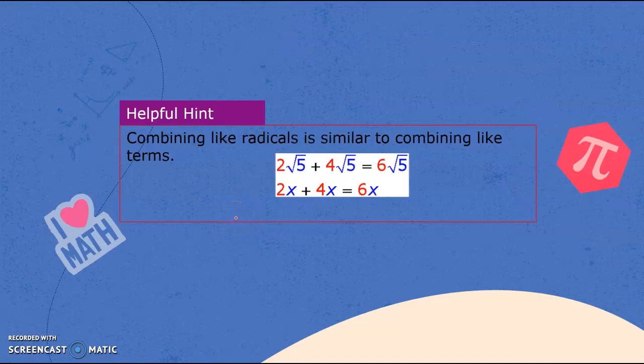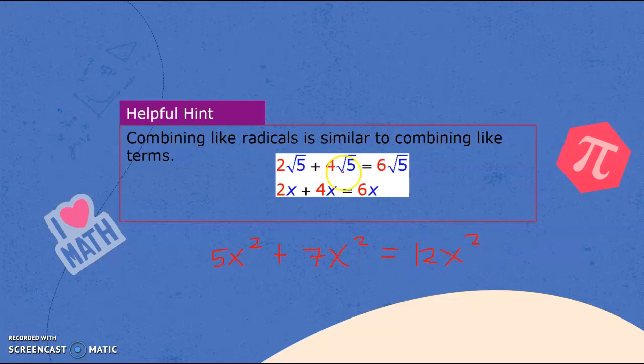So combining like radicals is similar to combining like terms in algebra, right? So if you're going to replace square root of 5 as x, we commonly add the 2 and 4 and then just copy x, if you still remember, right? So another one is 5x squared plus 7x squared, diba? Yung 5 at 7 lang yung ina-add natin, so it comes with 12x squared, and then we just copy the x squared.